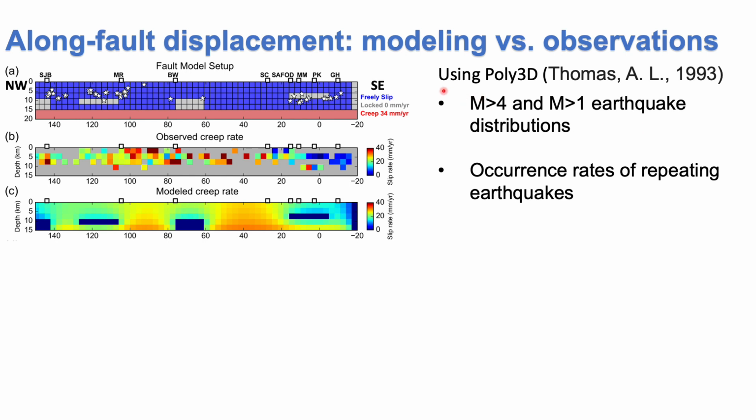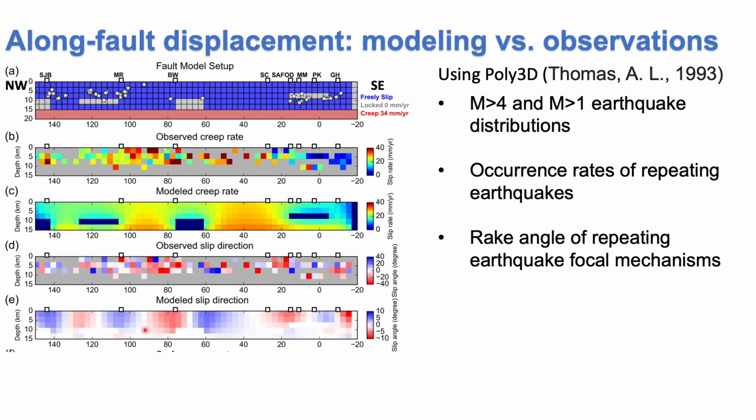Then we use Poly3D to simulate the creep rate on the fault and the slip direction on the fault. Here we compare the modeled creep rate with the observed creep rate estimated from the occurrence rate of repeating earthquakes. Then we also compare the modeled slip direction with the observed slip direction estimated from the rake angle of repeating earthquake focal mechanisms.